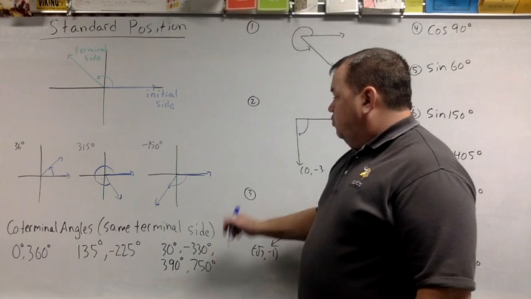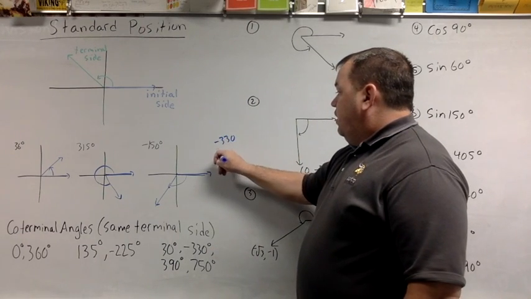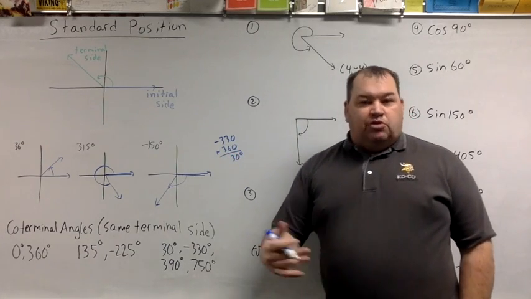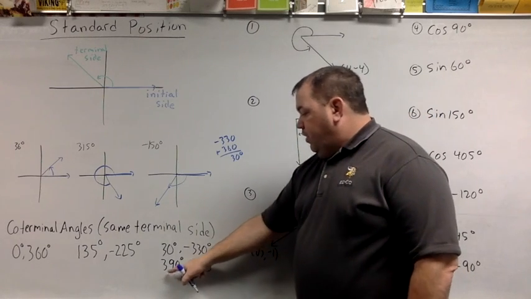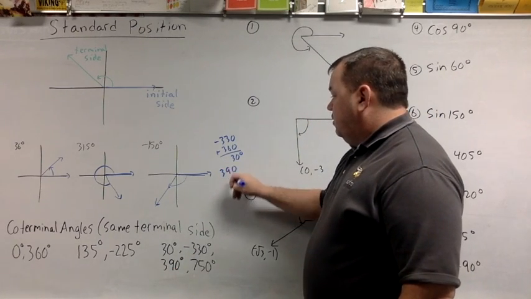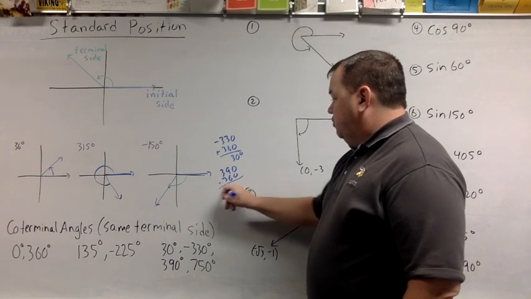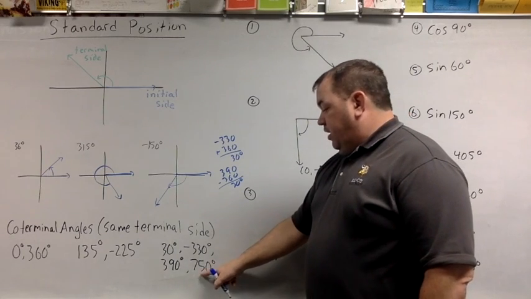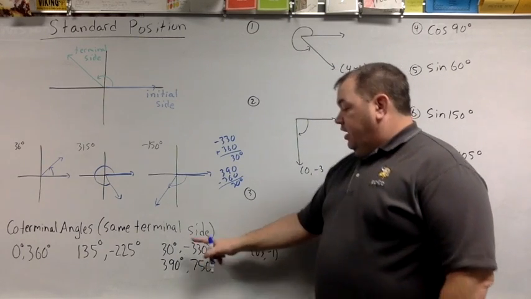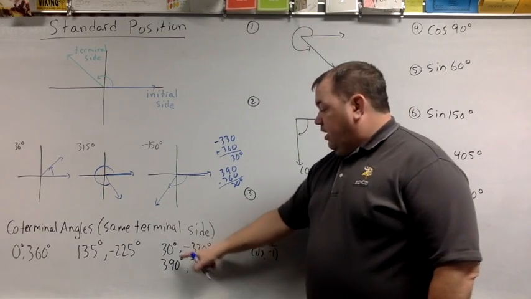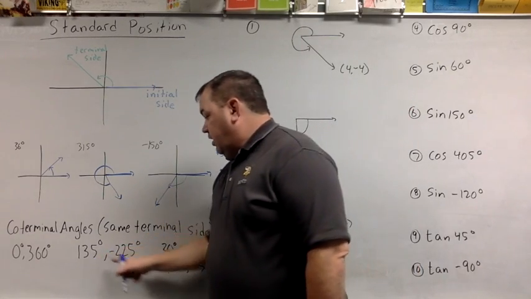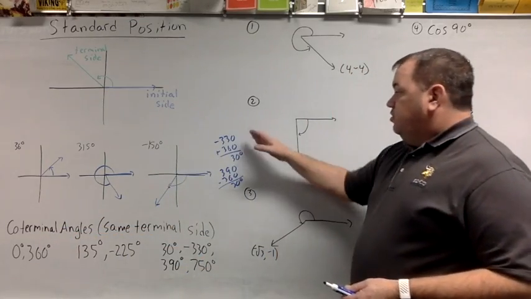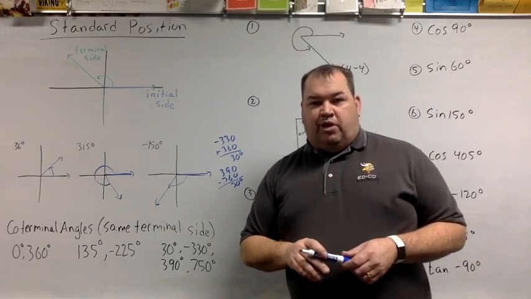If you take something that's too small and add one full rotation, you'll get to a coterminal angle. If you have something that's too big and subtract a full rotation, you'll get back to a coterminal angle. And if it's really big, if I subtract 360 and I subtract 360 again, I get back to that angle. So that's how these are related. So something that's too big, subtract 360. Something that's too small, add 360. You'll get a coterminal angle.